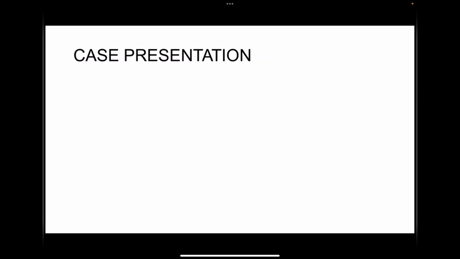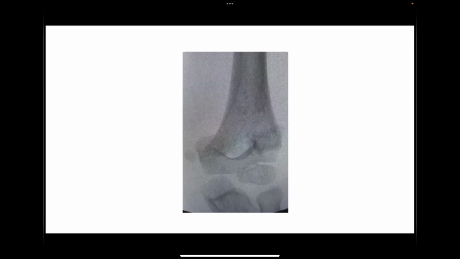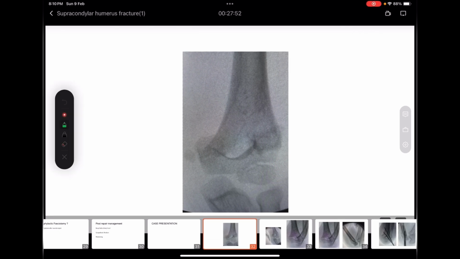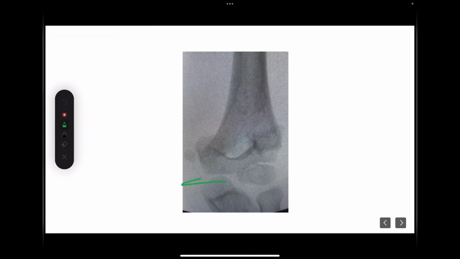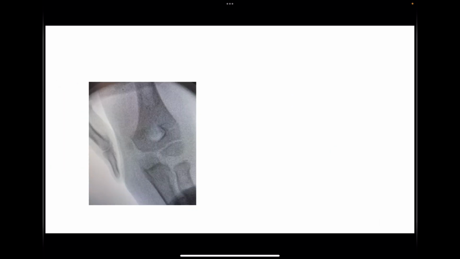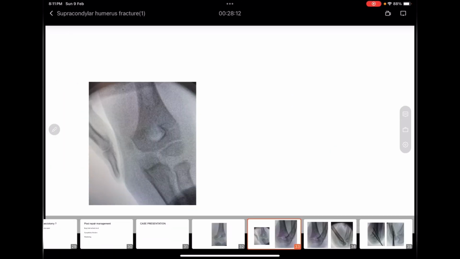So I will be showing this one case to you which we have operated recently. This is type 3 supracondylar humerus fracture. This child is having medial displacement, and on lateral radiograph he was having posterior displacement. So this was extension type of supracondylar humerus fracture with posterior lateral displacement. So firstly we reduced this fracture in coronal plane. This is how we reduced the fracture in coronal plane.